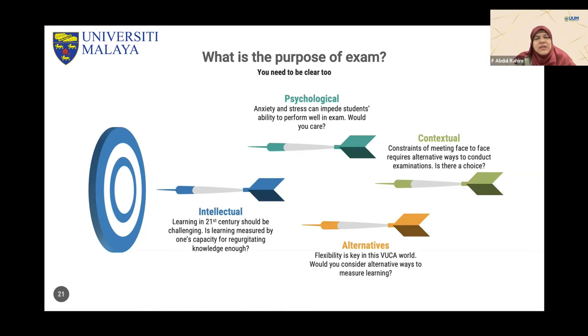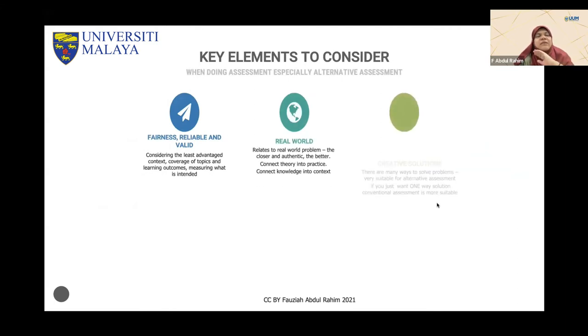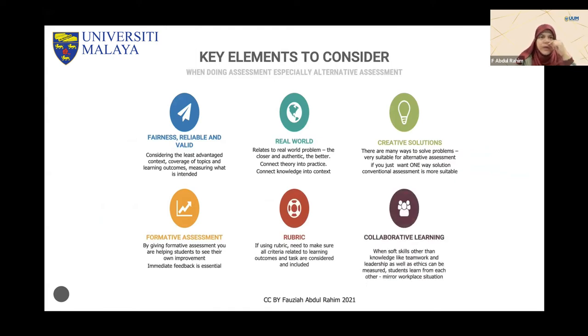And of course, we live in this VUCA world, and because of that there are many alternative ways for us to assess learning; it's not just the final exam. So to reiterate, if you're considering alternative assessment, apart from the conventional way of assessing, whatever it is, it has to be fair, reliable, valid, and as close as possible to the real world. It allows for creative solutions. If you're doing a project, it allows for collaborative learning. Asking them to work in groups is great, but you must also ensure that every member is accountable for doing the work rather than just leaving it blindly to them.